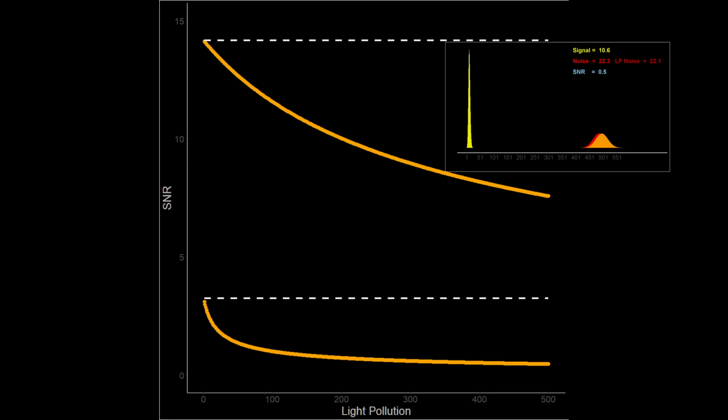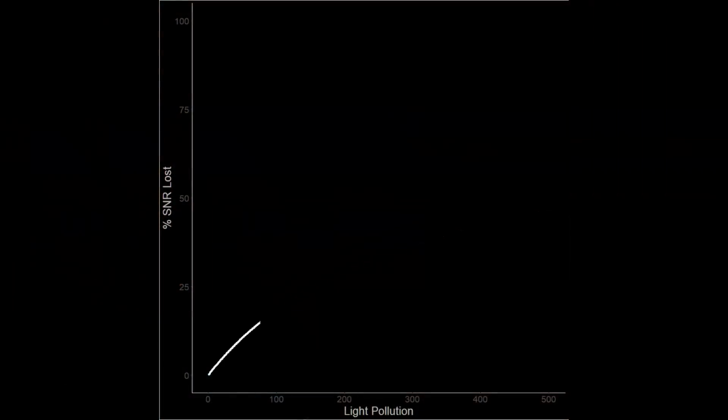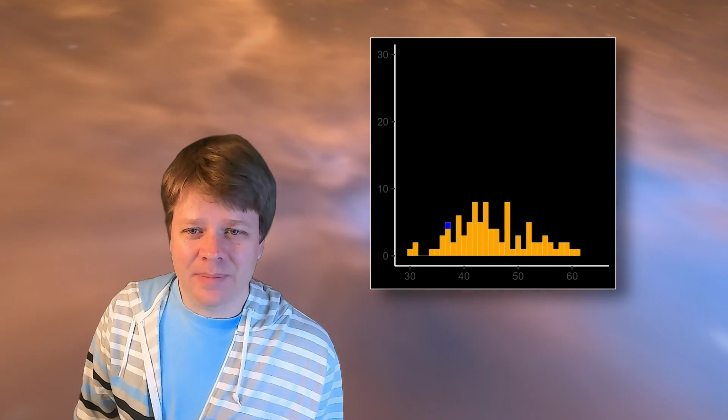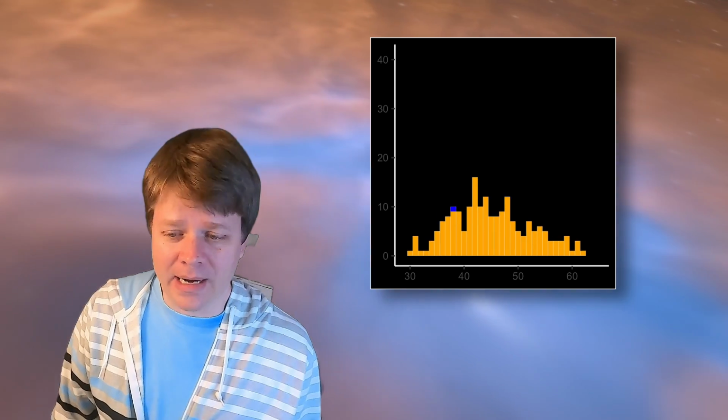But there's a different way to think about this, which is to show the relative percent SNR that we lose due to light pollution. For the brighter area, we lose around 45 to 50% of our SNR at the highest light pollution. That's pretty bad. But for the fainter target, we lose a whopping 85% of our SNR. And that SNR wasn't great to begin with. It's the randomness of the light pollution that makes things so bad.